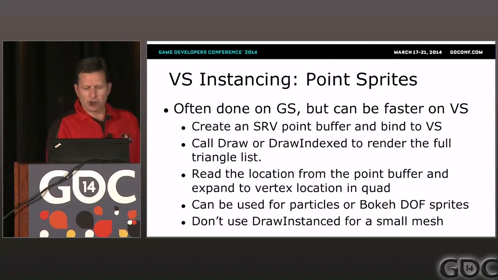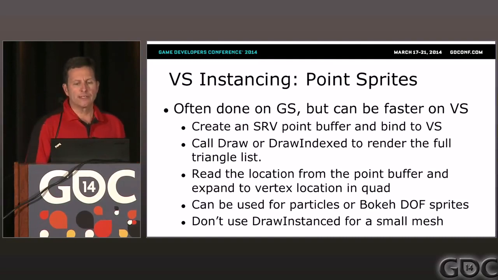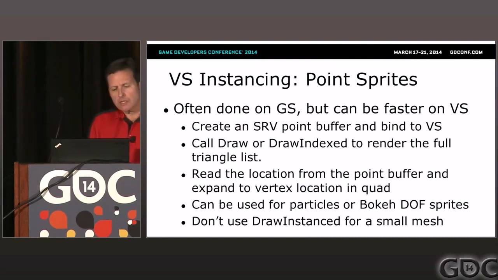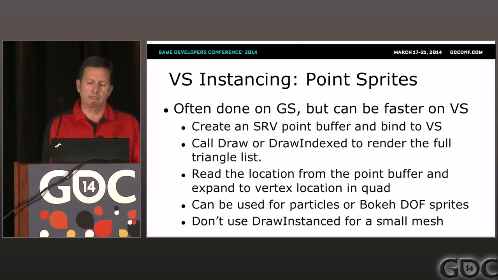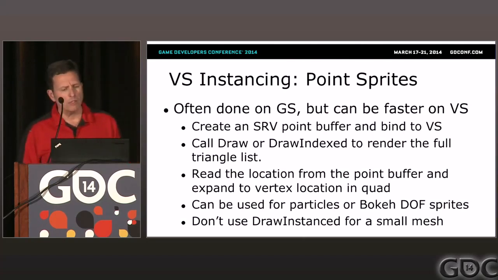First of all, you can create a shader resource view, which is your point buffer. And this is, for example, a particle system. It might include all of your particles' positions. And then this gets bound to the vertex shader stage. You then call draw or draw indexed to draw all of the triangles for that particle system. Then in your vertex shader, you read the location of that point using the vertex ID. And then you expand that point to a quad. So I'll go into more detail about that later.